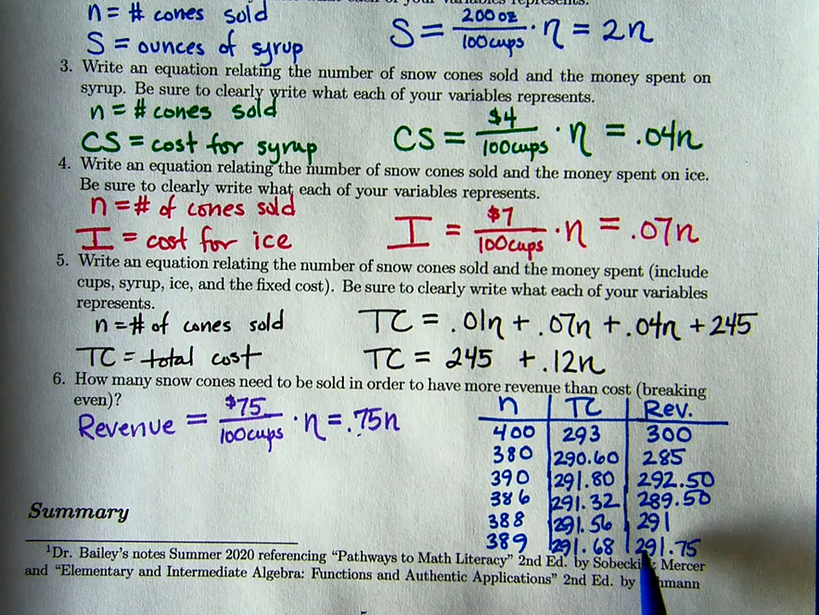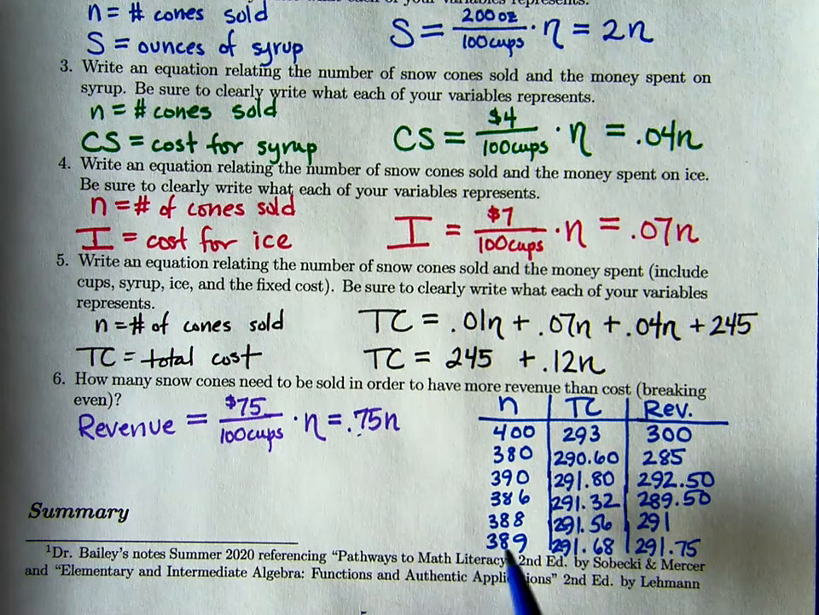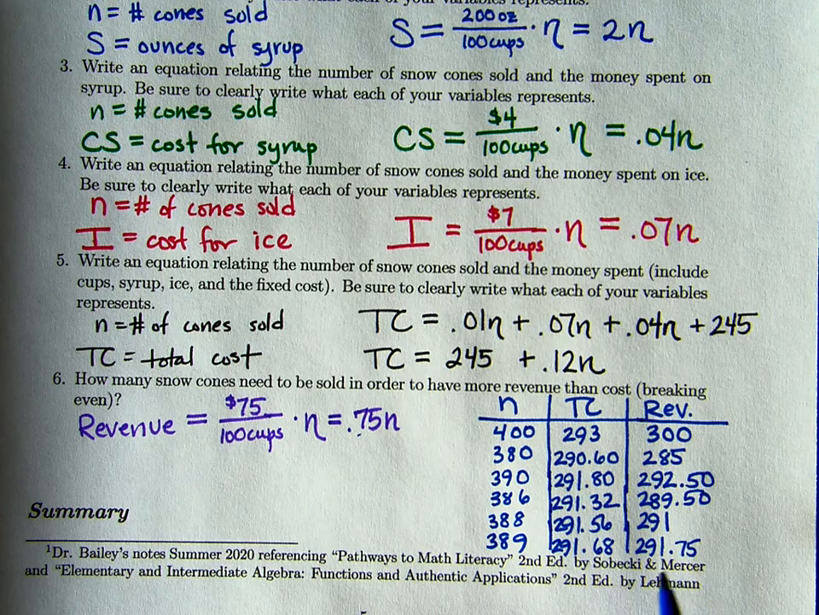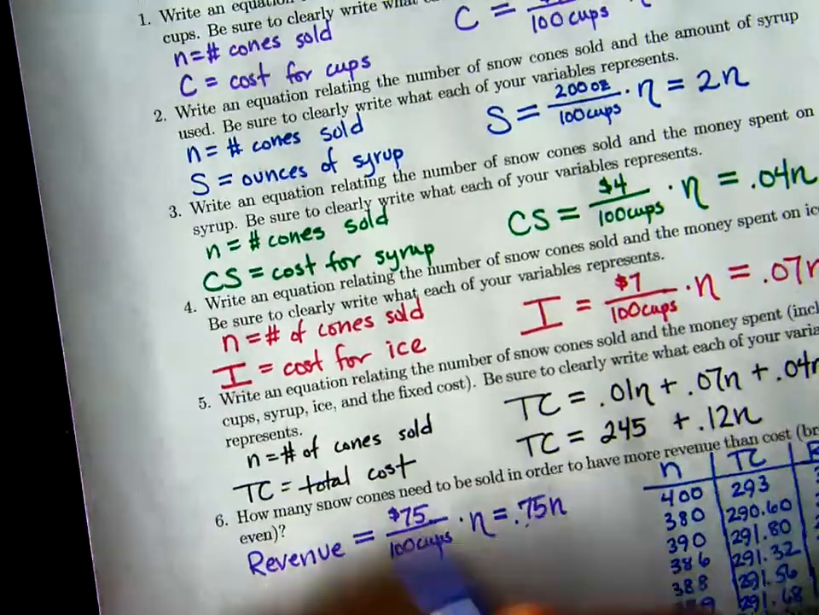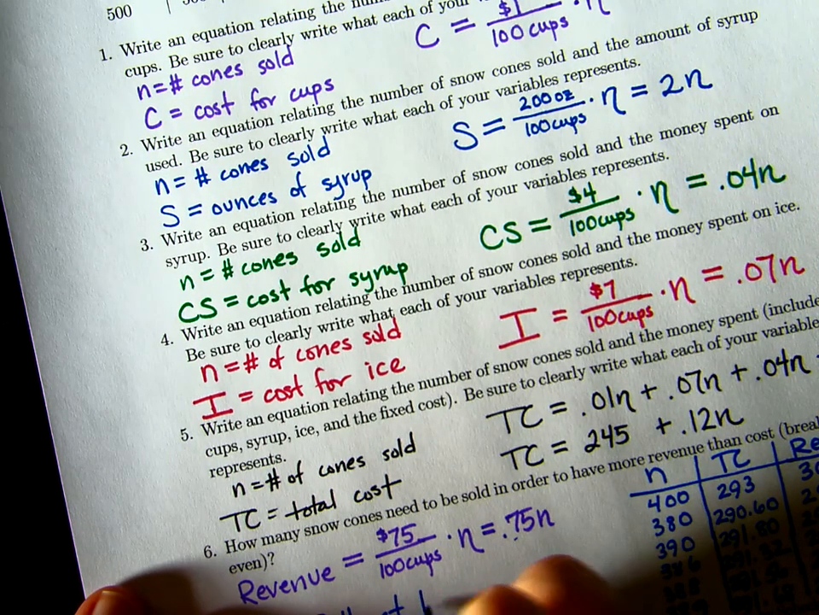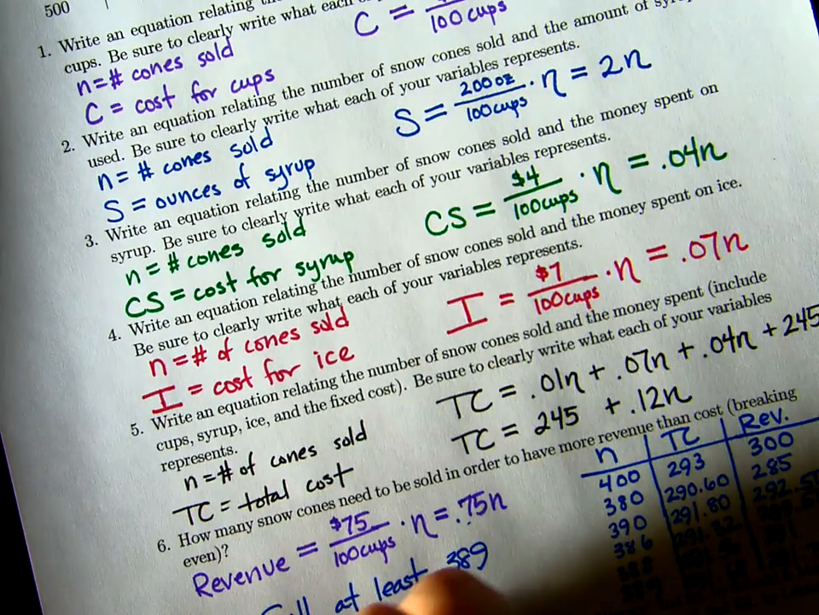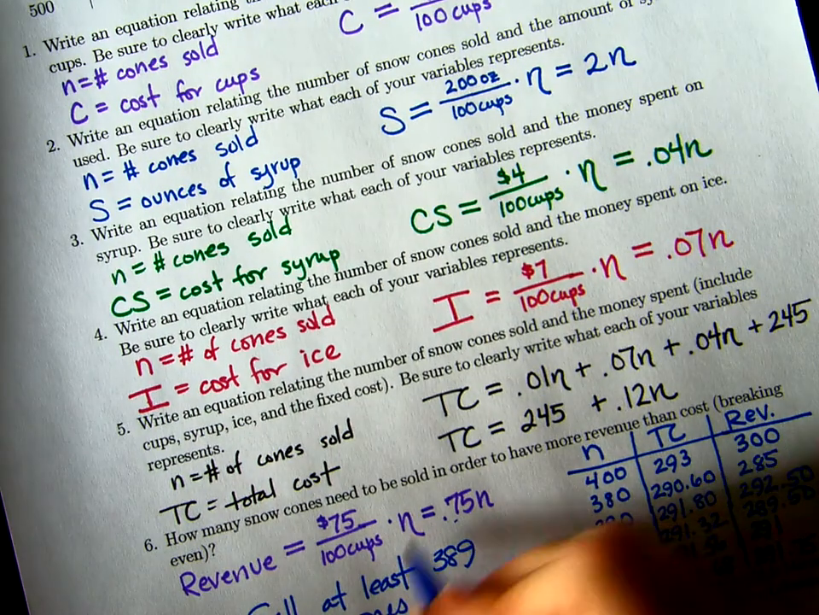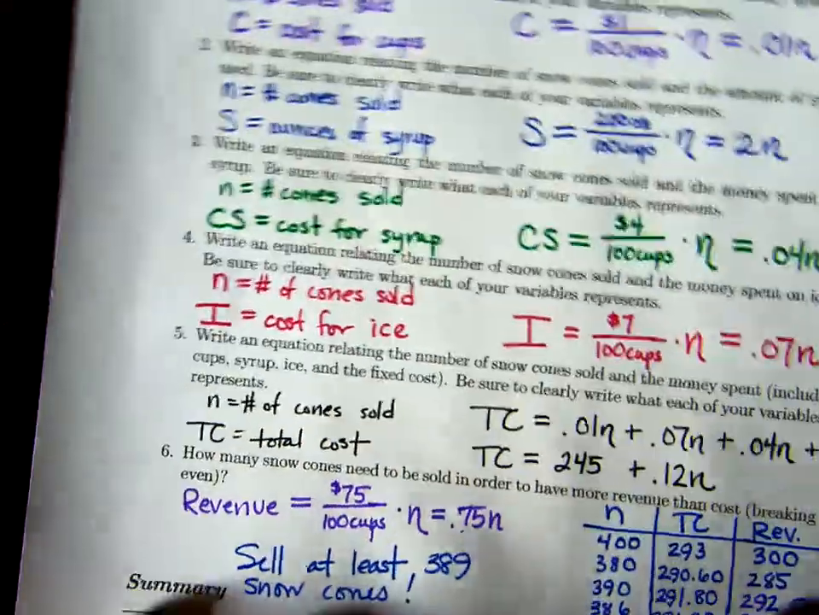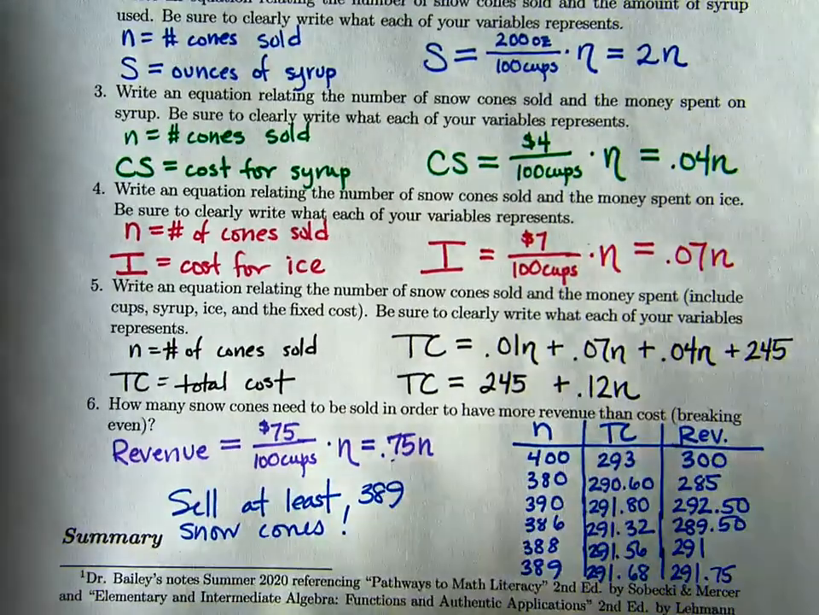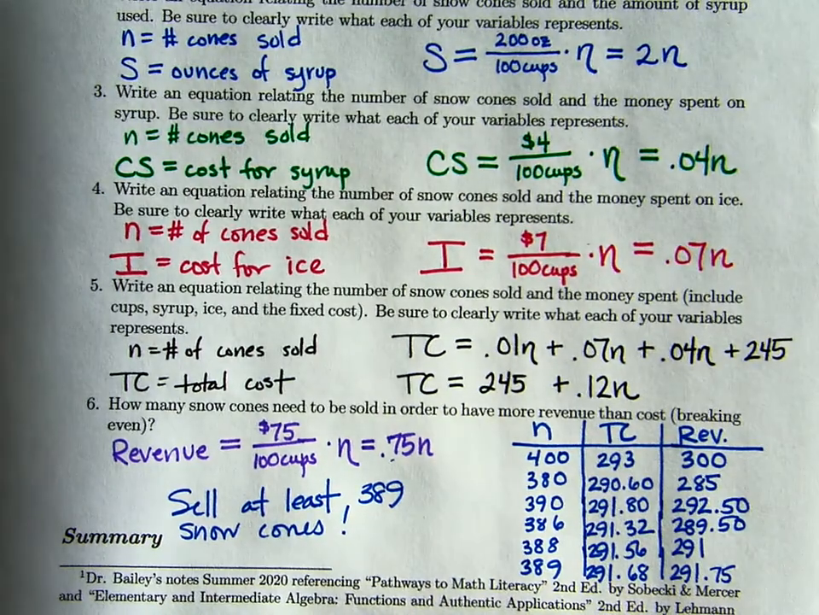Oh, there you go. That's super close to each other, but we are out of the red zone. We are no longer in debt. At 388 snow cones, we were in debt by 56 cents. But at selling 389 of them, we have gone above by, what, 7 cents? Yay! Okay, so breaking even: sell at least 389 snow cones to stay out of debt, basically.